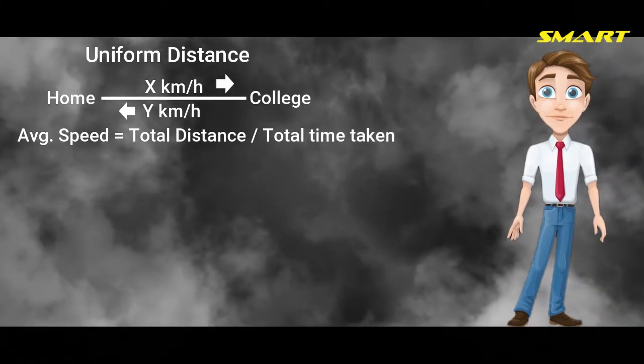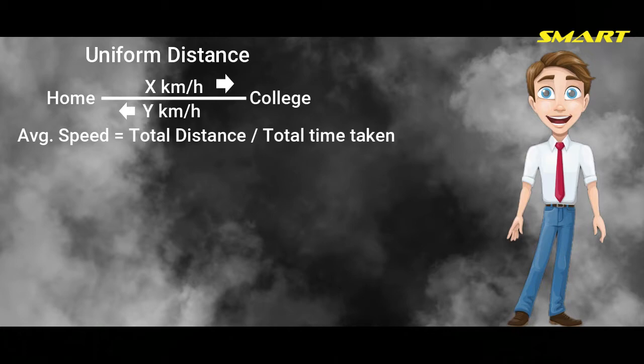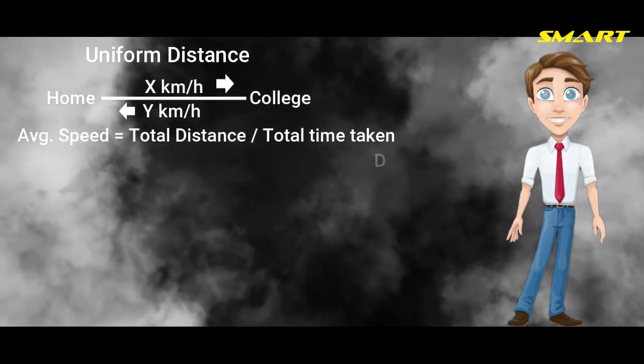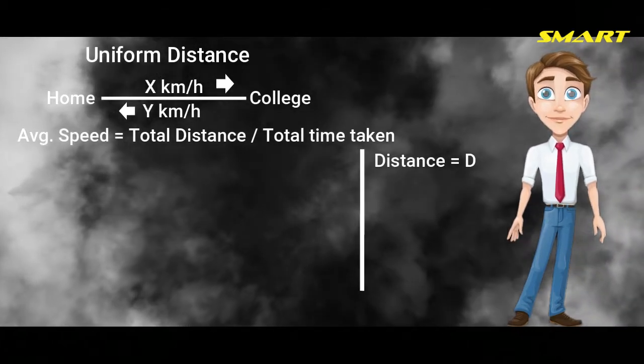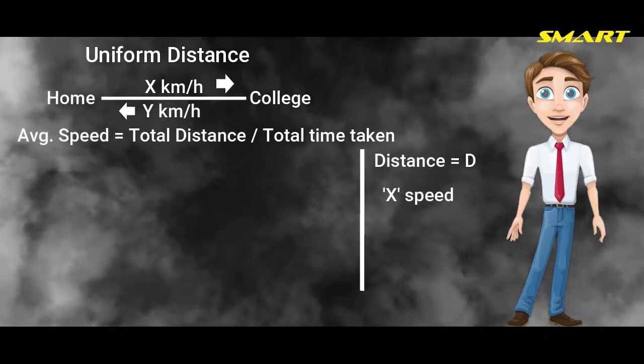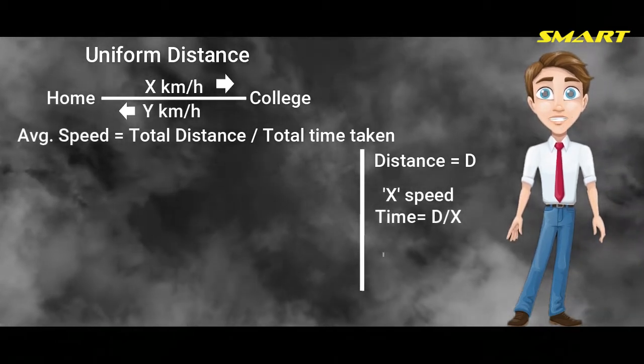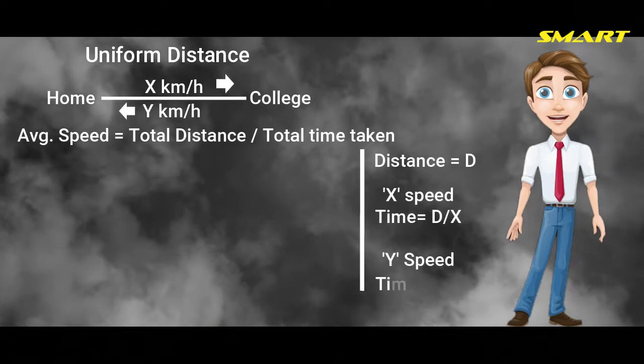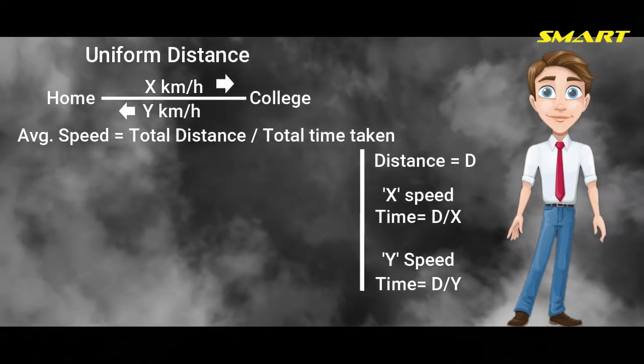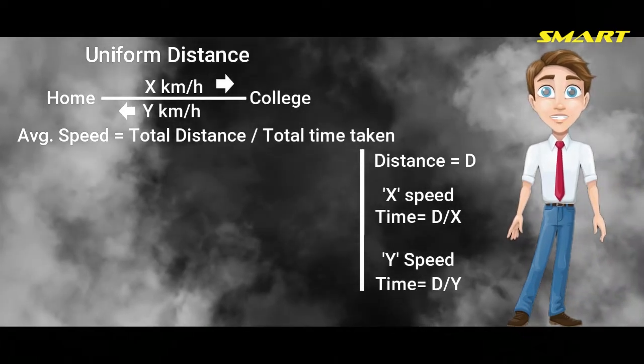Since time is not given, we have to find individual time. We can consider distance as d. So for x speed, time will be equal to d by x, and for y speed, time will be equal to d by y. Applying the same in the equation.